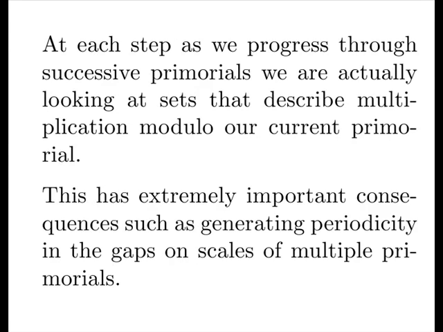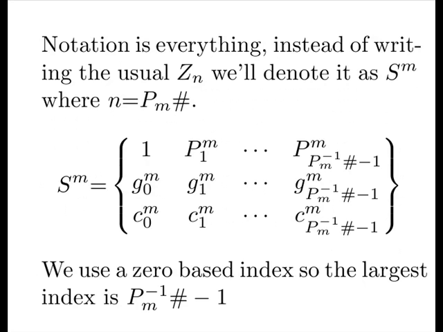At each step, as we progress through successive primorials, we are actually looking at sets that describe multiplication modulo our current primorial. This has extremely important consequences, such as generating periodicity in the gaps on scales of multiple primorials. Notationize everything. Instead of writing the usual Z sub n, we'll denote it as capital S superscript n, where n is the current primorial.